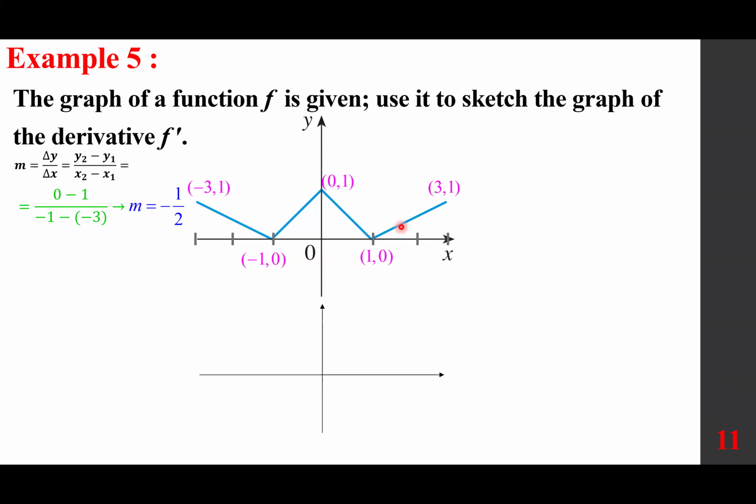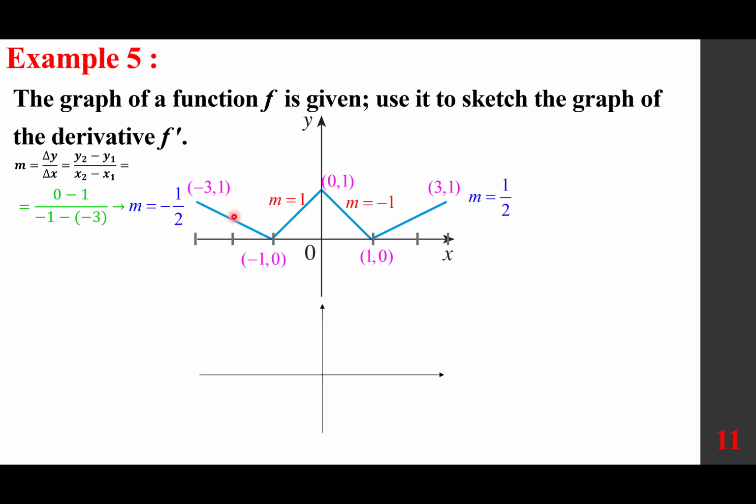I hope you recognize it quickly, for the last portion becomes +1/2. This one, 1 minus 0 over 0 minus -1 becomes 1, and this one -1. So those are easy calculations. I'm assuming no one has any problem.